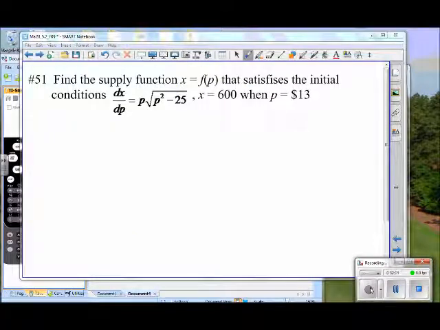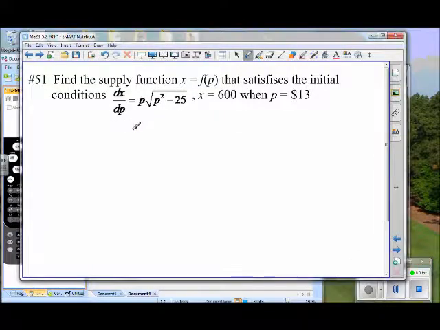Okay, we're going to finish this section up with 2 application problems, and this is the first one. Find the supply function x equals f of p that satisfies this initial, in other words, the marginal supply function. So what we're asked to do is to find the integral of p times p squared minus 25 to the 1/2 power dp.